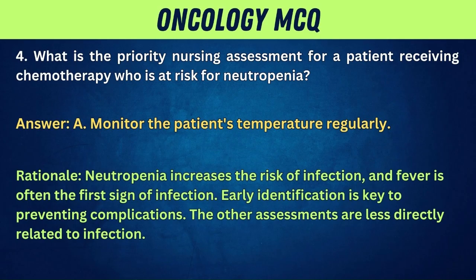Rationale: neutropenia increases the risk of infection, and fever is often the first sign of infection. Early identification is key to preventing complications. The other assessments are less directly related to infection.